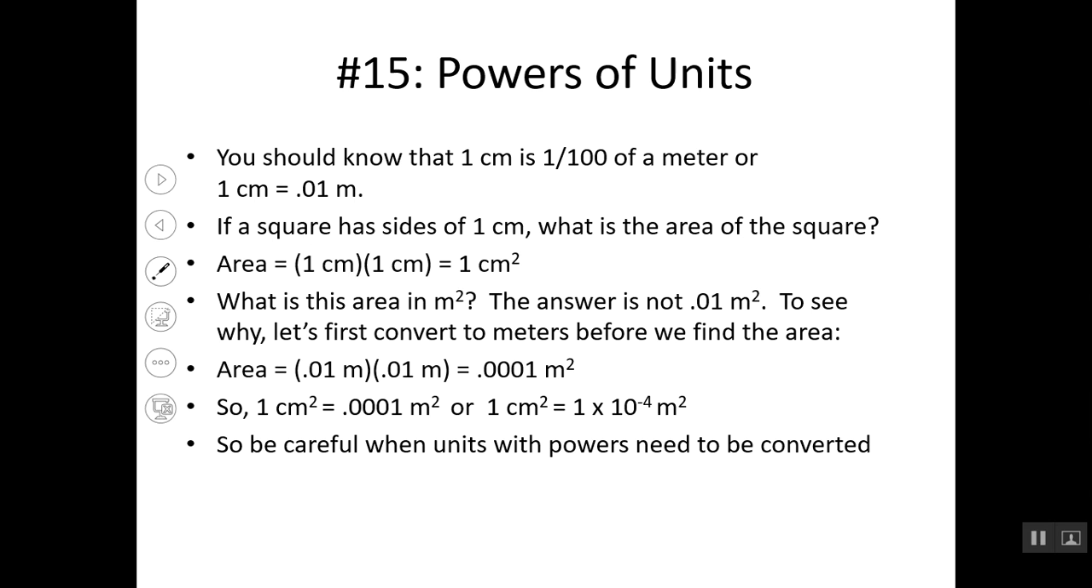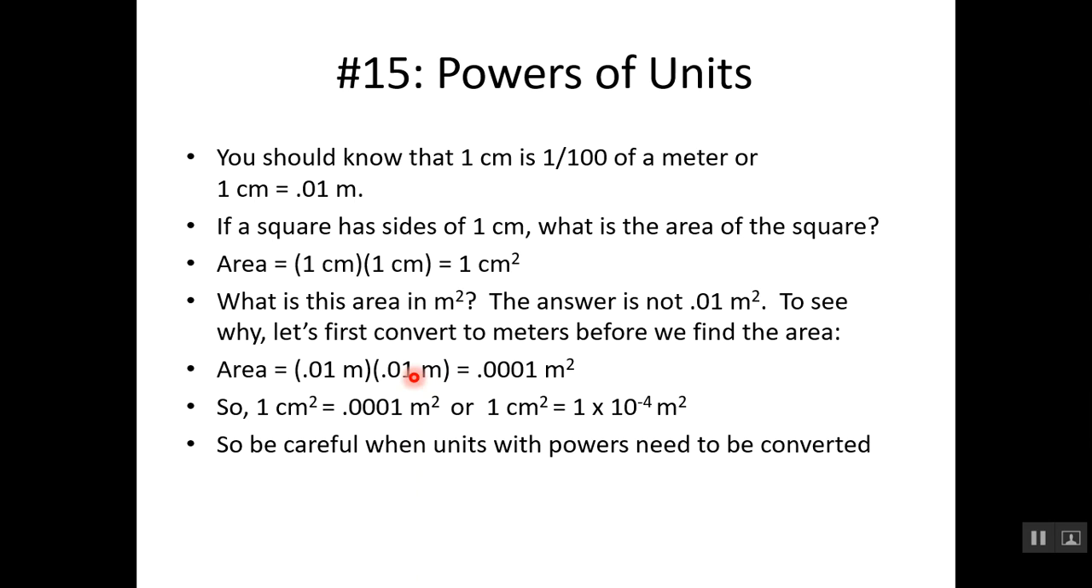So one way you can figure this out is if you first convert to meters, and then find the area of the square, it would be 0.01 meters times 0.01 meters, because 1 centimeter is 0.01 meters. But 0.01 meters times 0.01 meters is 0.0001 meters squared. So what I'm trying to say is 1 centimeter squared is not 0.01 meters squared. It's 0.0001 meters squared, right? So you got to be a little bit careful when you're doing powers of units, right? Is what I'm trying to say.